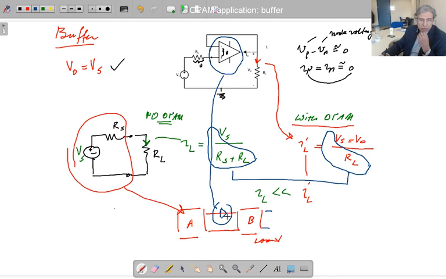That's why the buffer circuits are important. You cannot do it by a short circuit. If you make a short circuit like this in between, then the current that you transfer to B is going to be less, as we saw here. That's why the buffer circuits are important in practice. That is the end of this video.